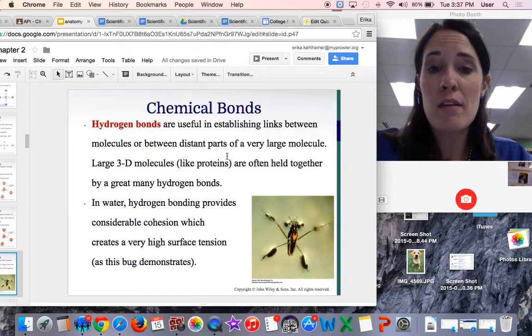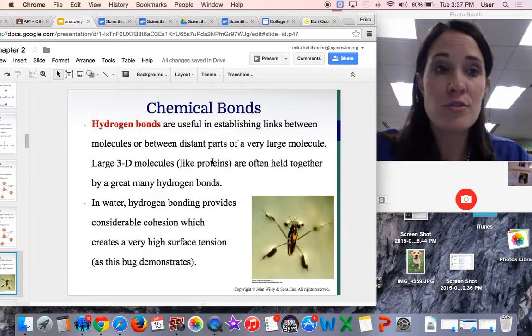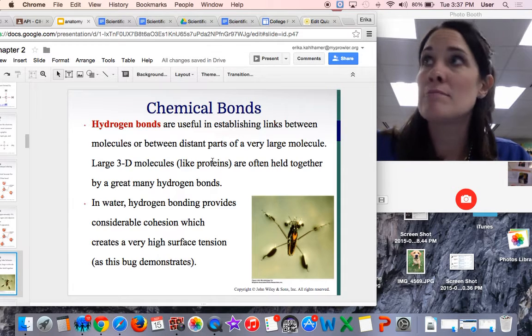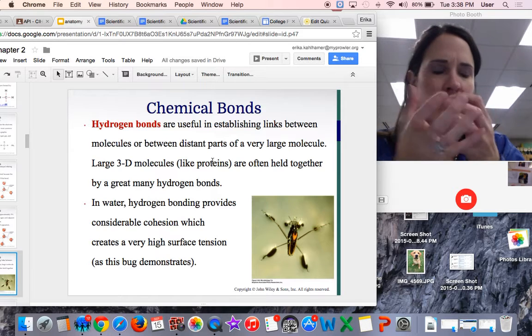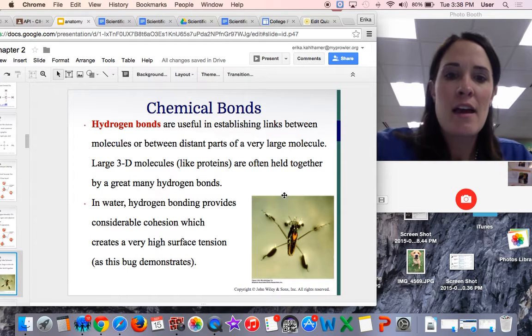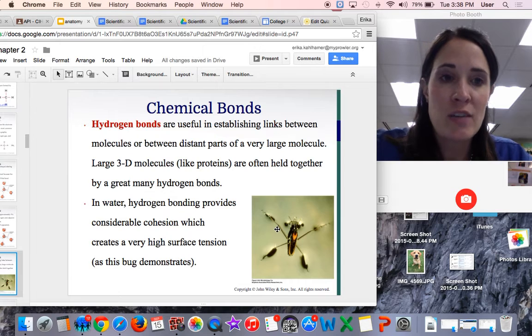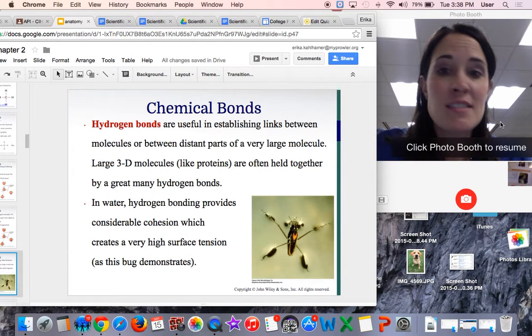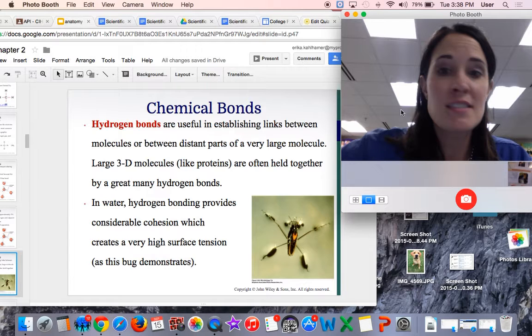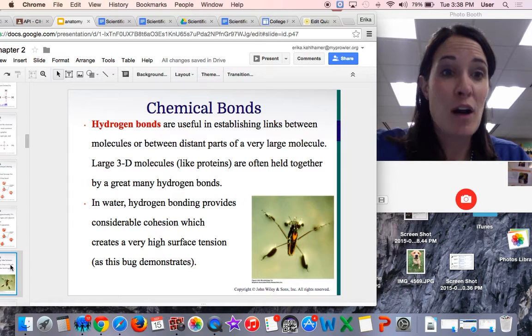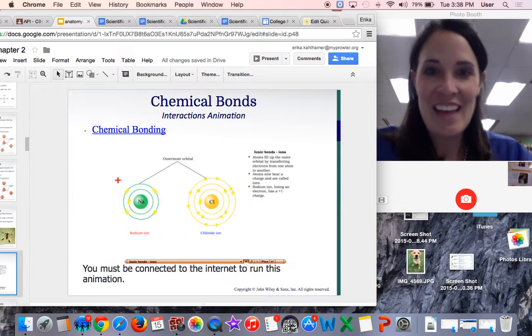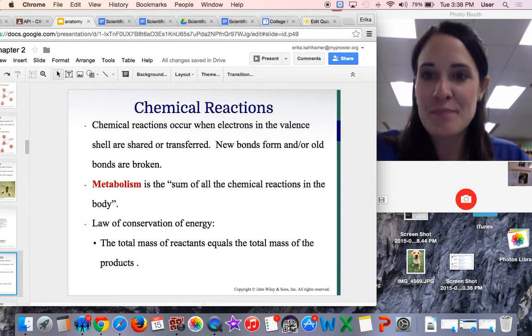Here is another example of what hydrogen bonding can do in water. It can hold big proteins, large 3D molecules together, like hemoglobin, together in their formation, their globular formation. And in water, for example, here's an insect walking on water. Hydrogen bonds enable that insect to do that. It creates something called surface tension, and this is how humans can walk on water. No, just kidding. We can go over that later.